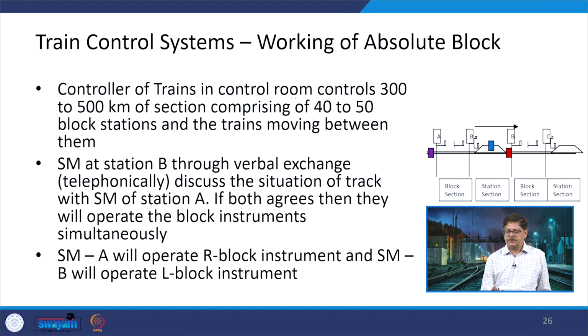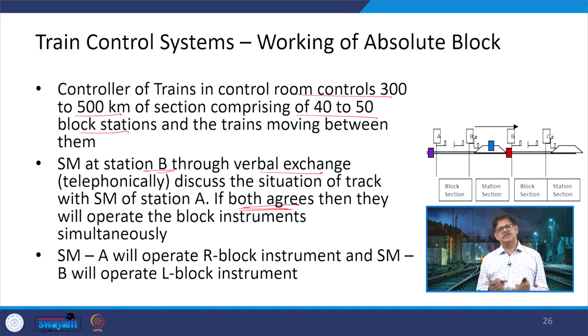The controller of trains in the control room controls roughly 300 to 500 kilometers of the section, which comprises 40 to 50 block stations, and the train is going to move between those block stations. Now, the station master at B, through verbal exchange, discusses the situation of the track with the station master at A, and if both agree, then they are going to operate the block instruments, and these block instruments are going to be operated simultaneously, so that the key comes out at one station and it locks the system in both of the cases.